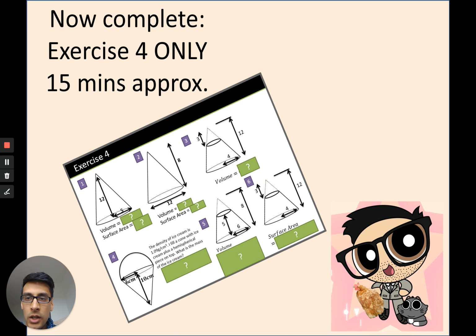So you are now going to do exercise 4, and I'll see you after you've done exercise 4 and marked it.